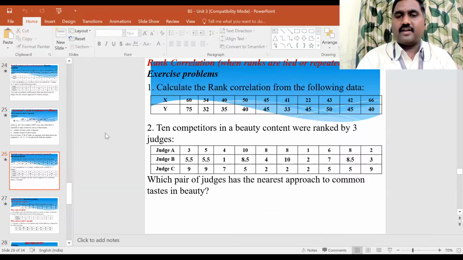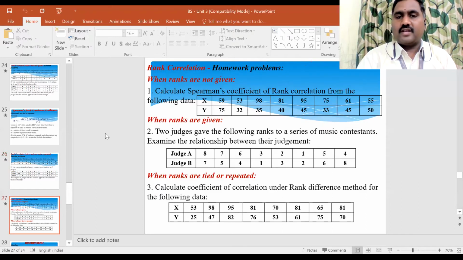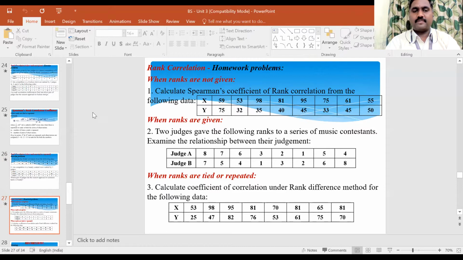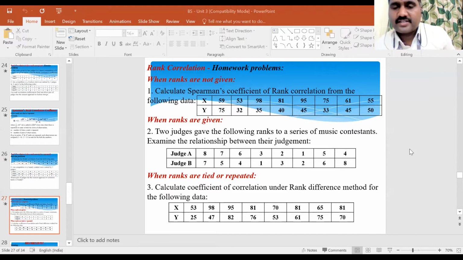See, this is the rank correlation we discussed today. And please just quickly take a screenshot of the homework problem. This is a homework problem under the Spearman rank correlation. Once you have taken it, tell me. I have given problems under each pattern: when ranks are not given, when ranks are given, and when tied ranks, that is repeated numbers, are given. Okay, done. Everyone has copied and taken a screenshot.